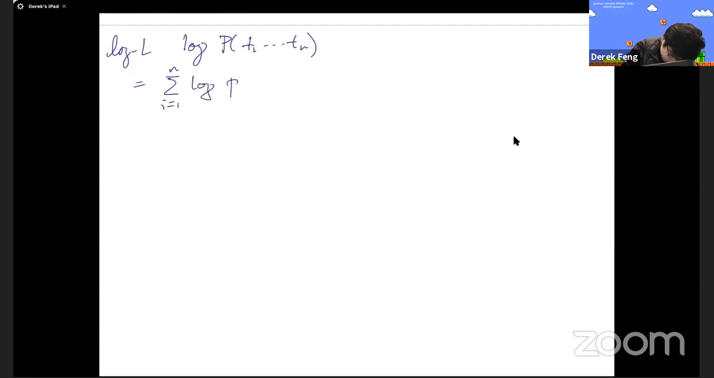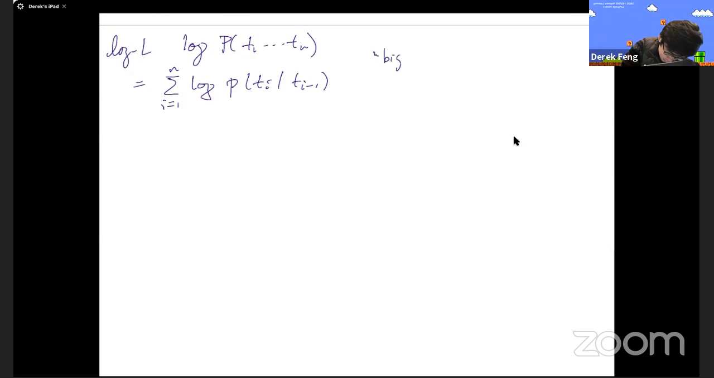What we had before was this log likelihood. It's given by the log of the probability of T1 to Tn. So it's the same setup: I'm looking at the log likelihood of my corpus, and I'm going to again use the bigram model. So this is just the sum from 1 to n of log of p of ti given ti minus 1. Still the same thing as last time; this is the whole bigram model.